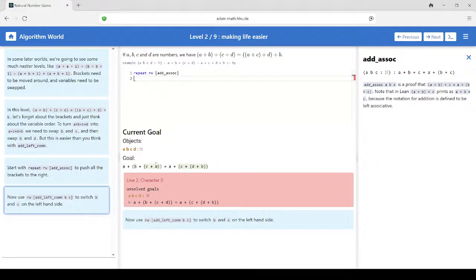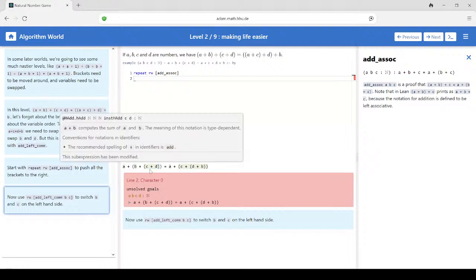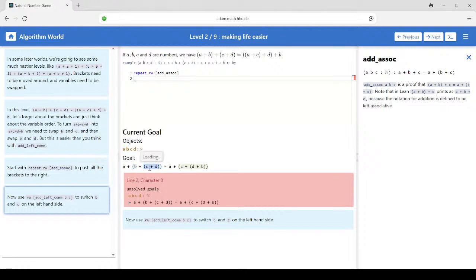Well, what do I think I need to do next? Just by looking at it, b, d, c, and d, c and b. So we need to switch the b and the c, and then we need to switch. Yeah, we switch the b and the c, and then we'll just have to switch the d and the b at the end.